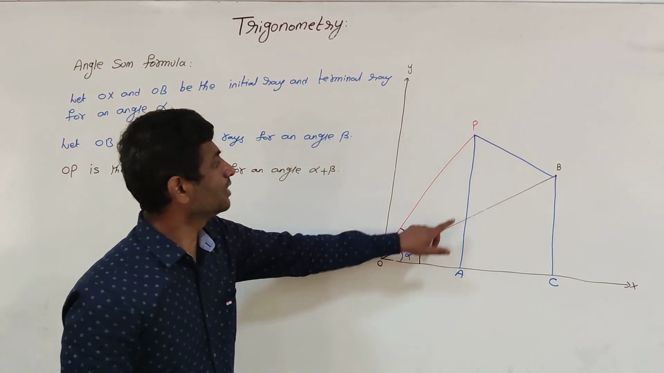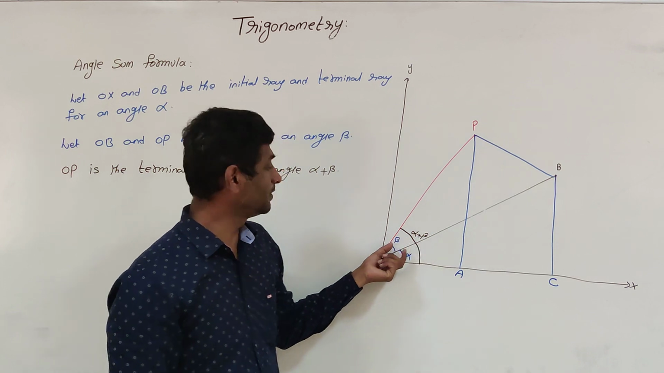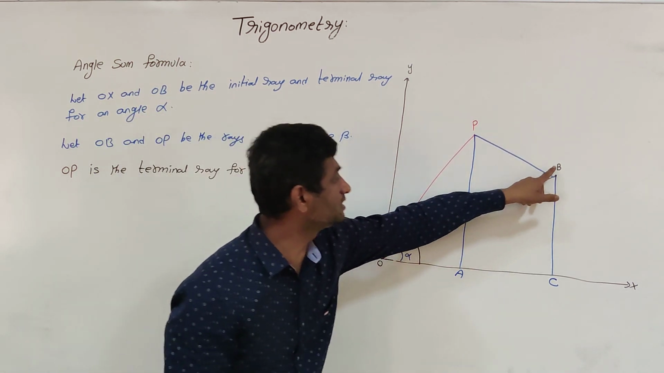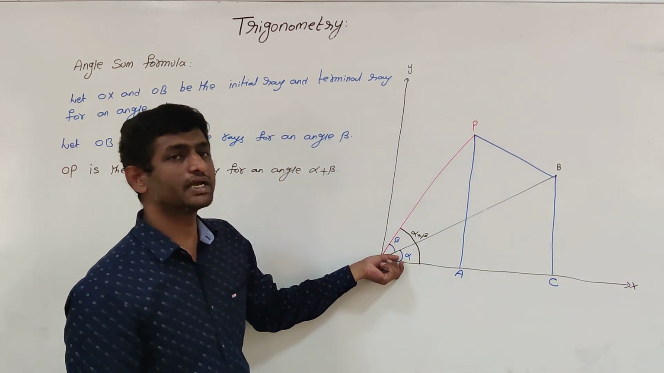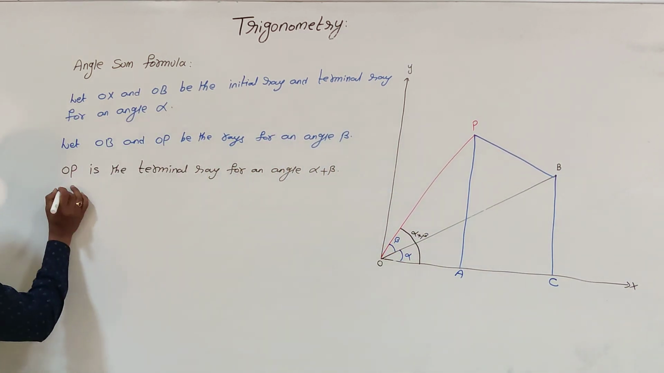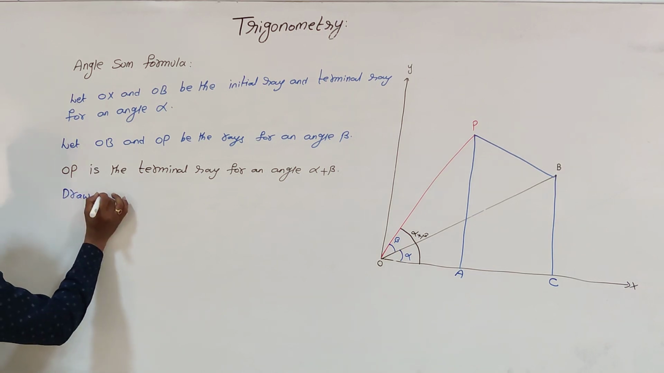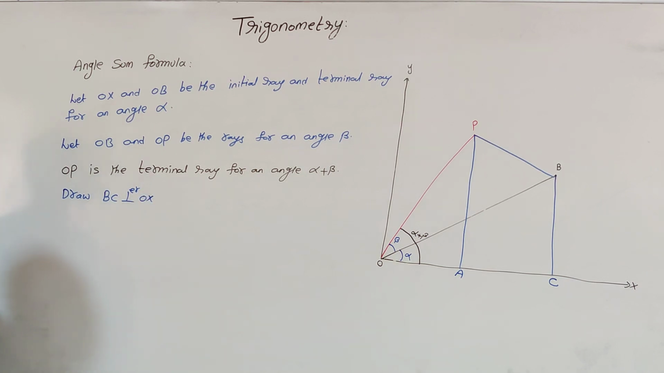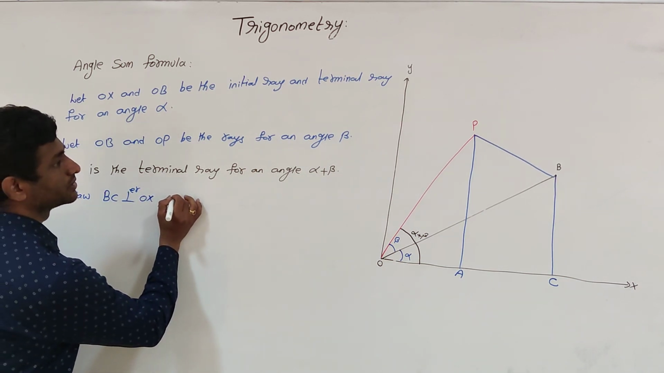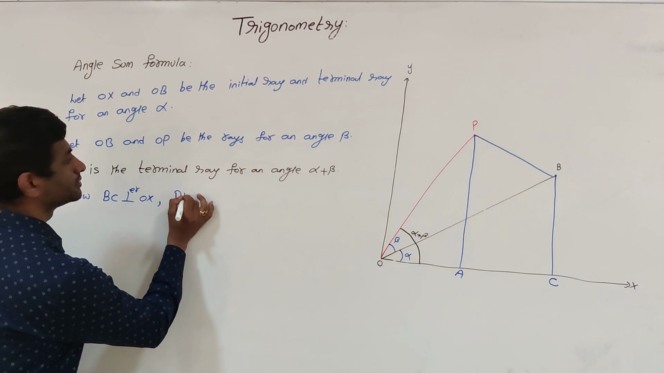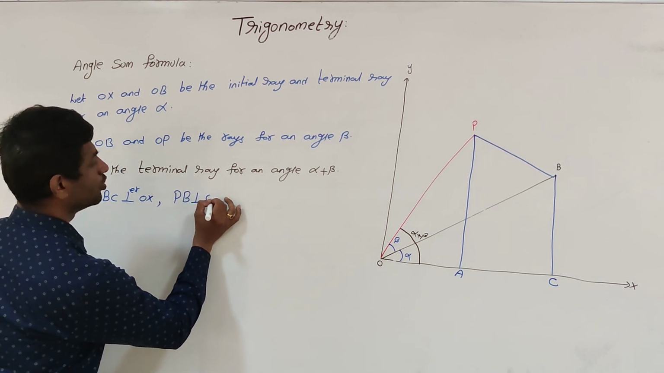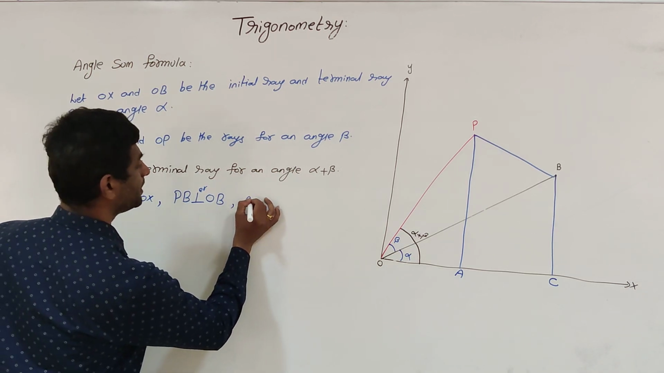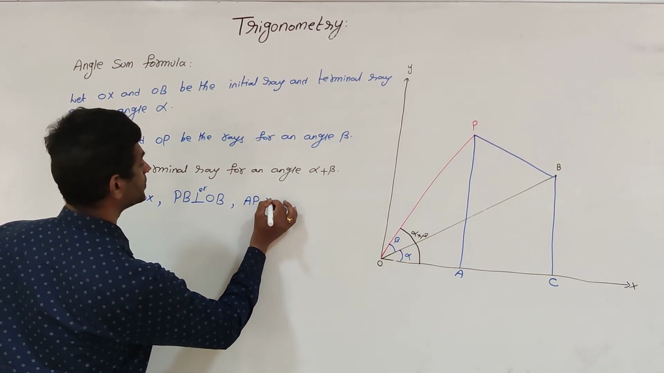Means this perpendicular line is for beta and this perpendicular line for alpha plus beta, and this BC is the perpendicular line for angle alpha. Means draw BC perpendicular to OX. Next, PB perpendicular to OB, and AP perpendicular to OX.